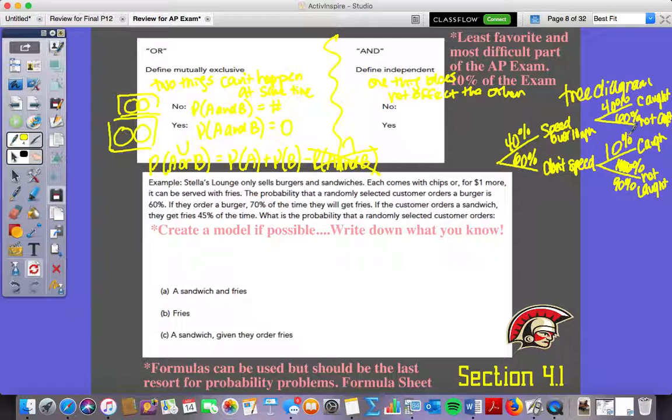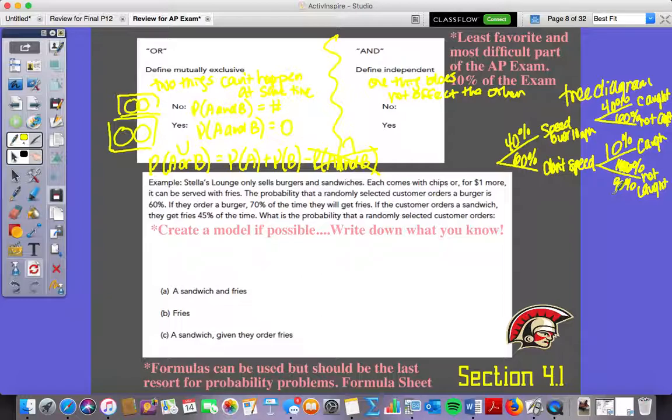So if we were to do this, this is a dependent event because, as I look at this, whether you speed or not would have an impact on whether you were caught or not caught. It makes it much easier to do this. Now what you would do is 0.4 times 0.4 to get 0.16, 0.6 times 0.4 to get 0.24, 0.6 times 0.1 to get 0.06, and 0.6 times 0.9 to get 0.54.